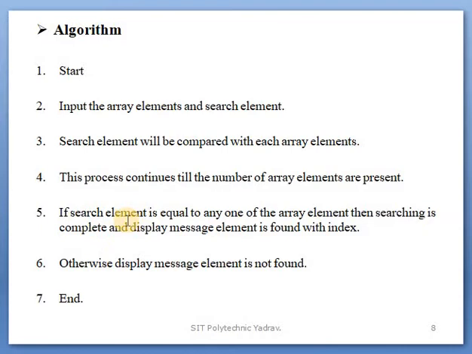If the search element is equal to any one element of the array, then your searching is complete, and display the message "element is found with index." This is your fourth step, that is, display the output.